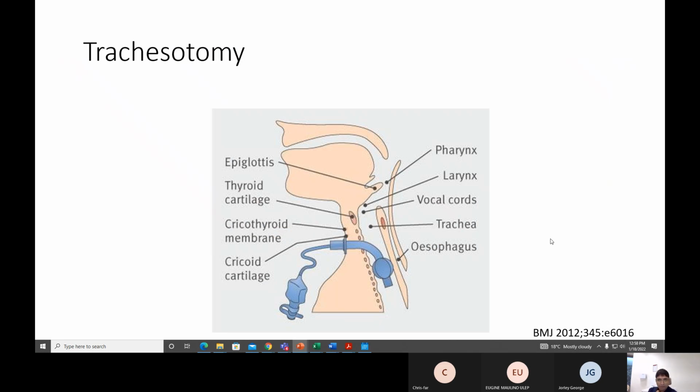So what is a tracheostomy tube? A tracheostomy tube is inserted from the skin in the neck, and it goes into the trachea. This is to bypass the upper airway mostly, but also sometimes to provide ventilation, sometimes to wean the patient off the ventilator, sometimes to have a safe airway, and so on.